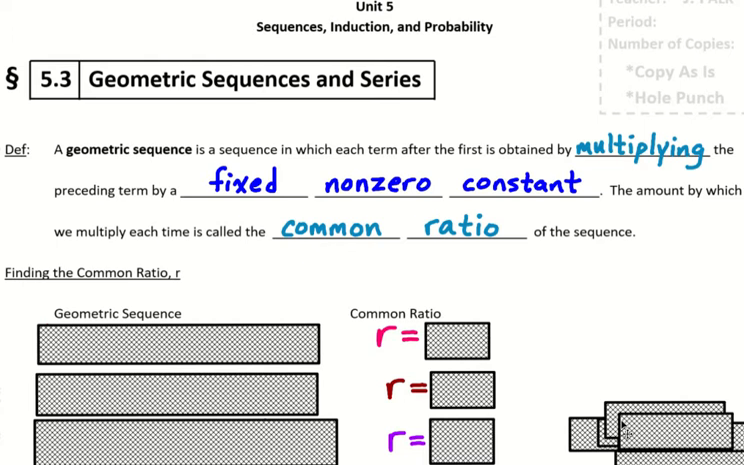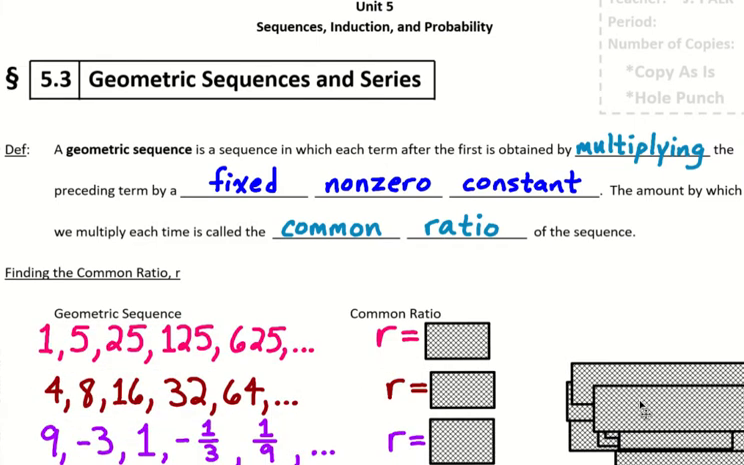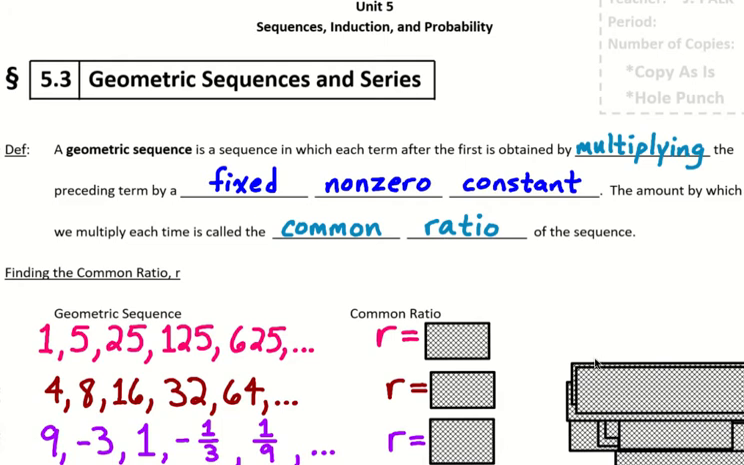Remember, with arithmetic sequences, there was a common difference because we were always adding the same thing. But with a geometric sequence, we're going to say that it's a common ratio because we're always multiplying by the same thing. And we're going to call that r. So the common ratio, we're going to use the letter r for it. And so here's a few examples as you write those down.